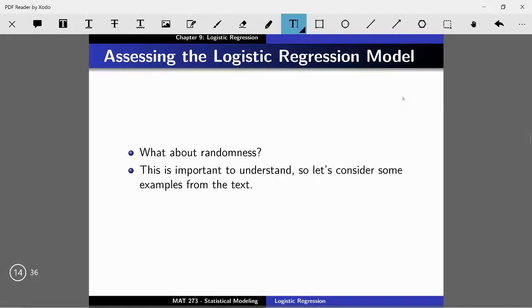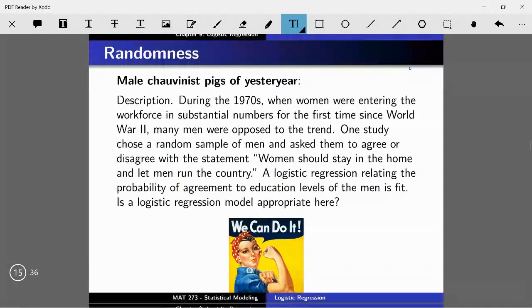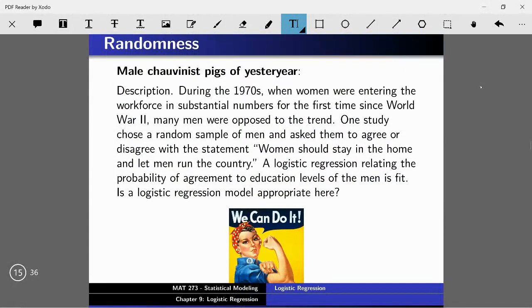So we'll consider some examples from the textbook that they look at for when this randomness assumption is violated or not. Okay. So this first example, they call it male chauvinist pigs of yesteryear. I didn't know what chauvinist meant. I had to look it up, to be honest. I knew it wasn't a good thing, but apparently a chauvinist is a person who irrationally thinks they are better than another group of people based on the group that they belong to.